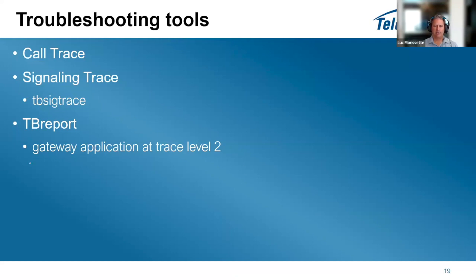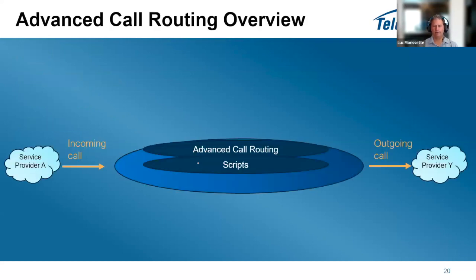In that case, most likely we will ask to have a gateway application at trace level 2. So we get a bit more information on what is the call routing, why was it not accepted or not routed to the correct destination. So I will go through these tools in my demonstration.